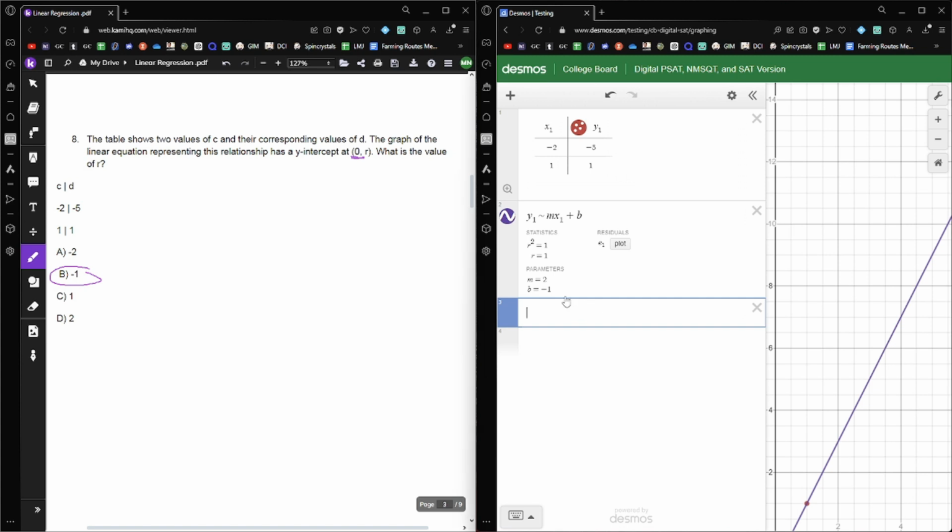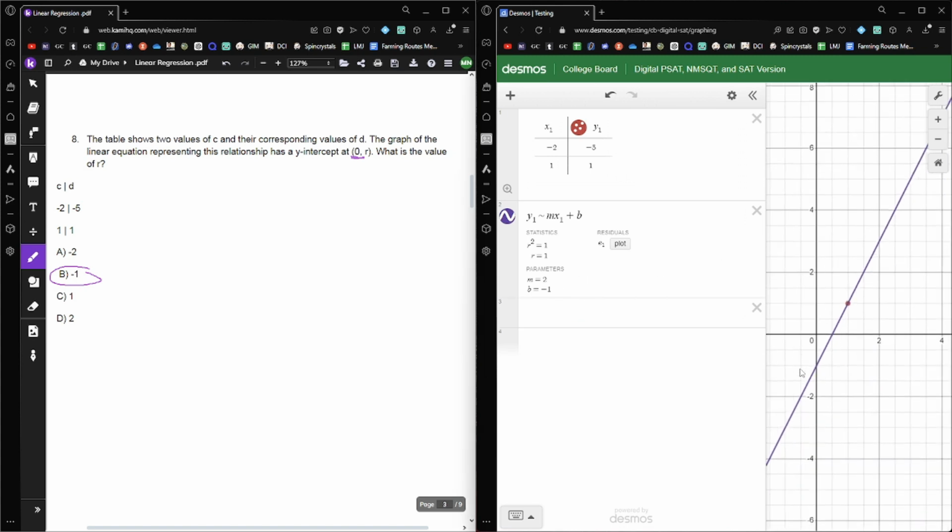Or of course, you could do f of 0, or you could look at the graph, see where x is equal to 0, or you could substitute it in, y equals. I'm not doing all that, but yeah, whole bunch of different ways to do it.